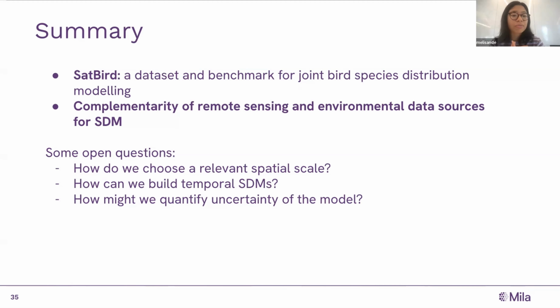And the other thing is, how can we build temporal species distribution modeling? Because we considered seasons as being completely different tasks, but is there some kind of way to inject temporal information and have models that can model multiple seasons at once? Is that useful? Well, that's something to explore. And one other question is, how might we actually quantify the uncertainty of the model, which is also linked to how many checklists you have available at a given hotspot.